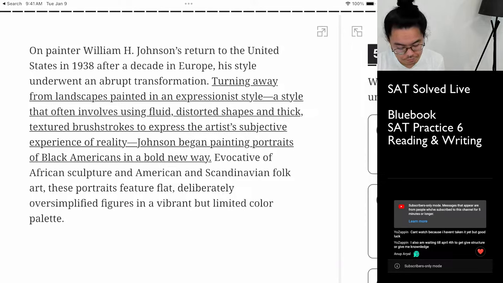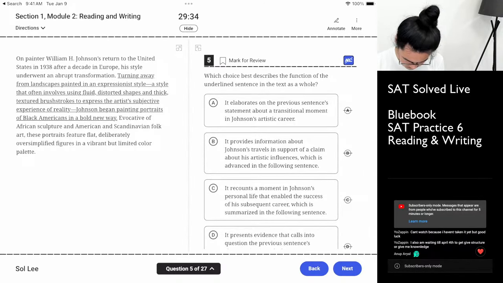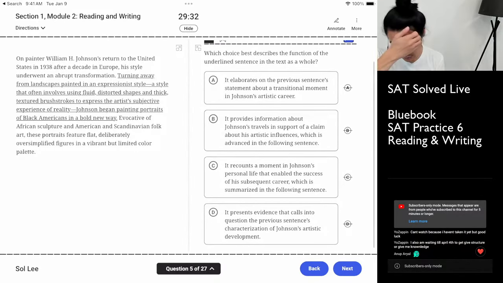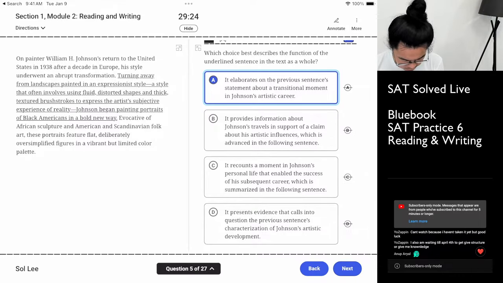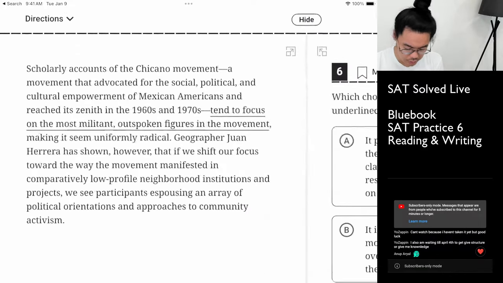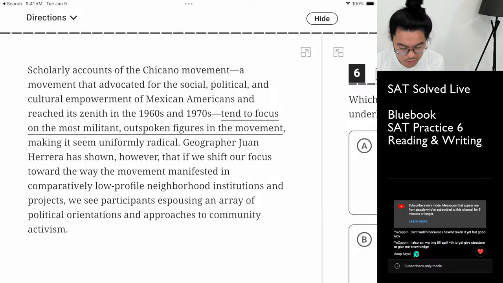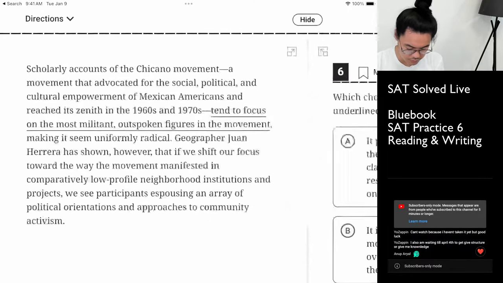On painter Johns' return. His style transformed. He went away from expressionist. Bold new way. Flat, simplified. So it's just elaborating on the previous claim. That is correct. Do I need to double check? No, I don't need to double check. I mean, I skimmed B, C, and D anyway, but I really didn't need to. I'm actually lacking a little bit of confidence today.